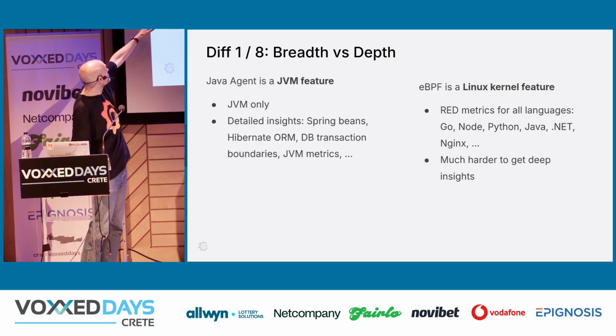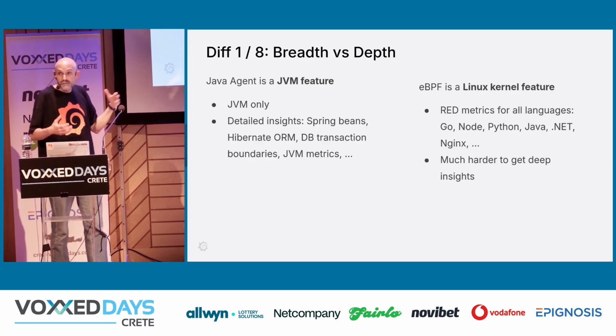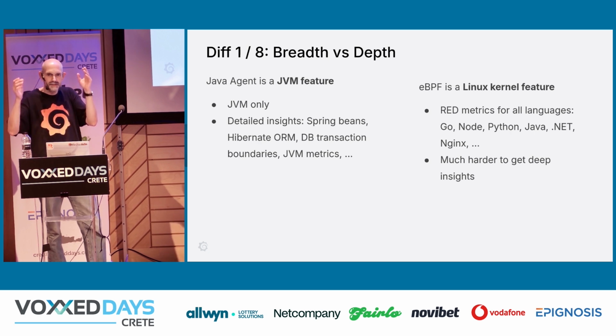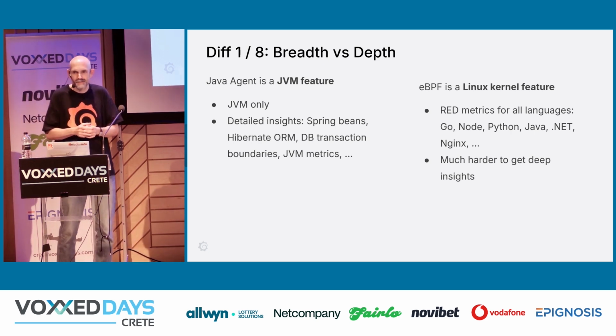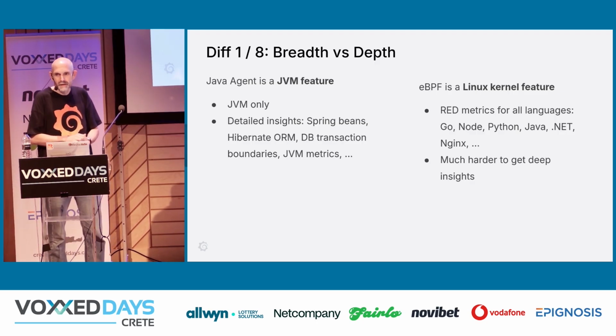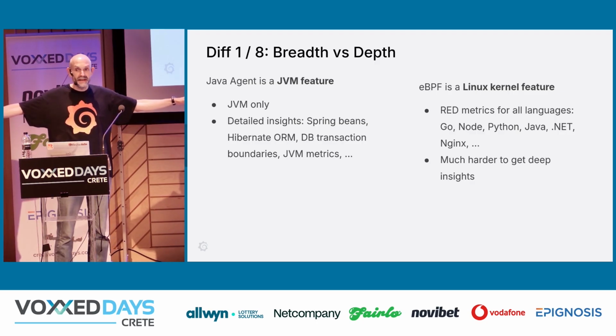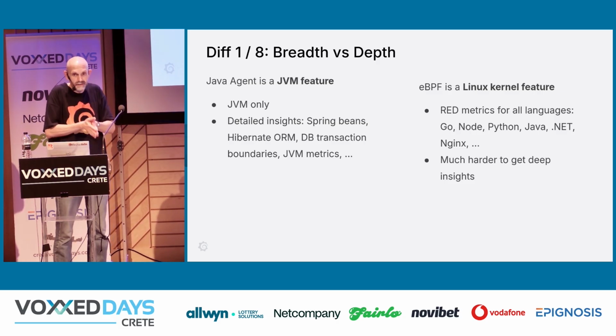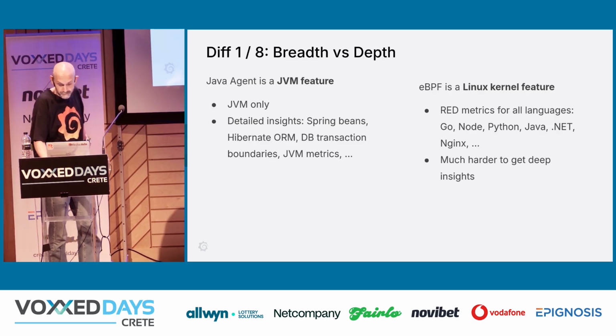The OpenTelemetry Java agent gives you more information, right? It gives you information about what's happening inside your Spring framework, what's happening on your Hibernate layer, what's happening in your whatever enterprise Java beans and so forth. All of that we didn't implement in Beyla, right? So Beyla is more for the breadth. You cover everything and get decent red metrics. And the Java agent is more for the depth. It's only Java, but for Java it gives you more insights, right?